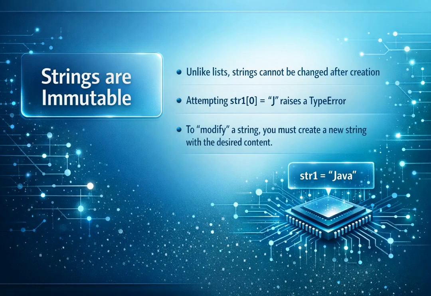An important property of strings is that they are immutable. Once a string is created, its characters cannot be changed. Attempting to assign a new character to an index, like str1[0] = 'j', raises a TypeError. To change a string, you must create a new one.